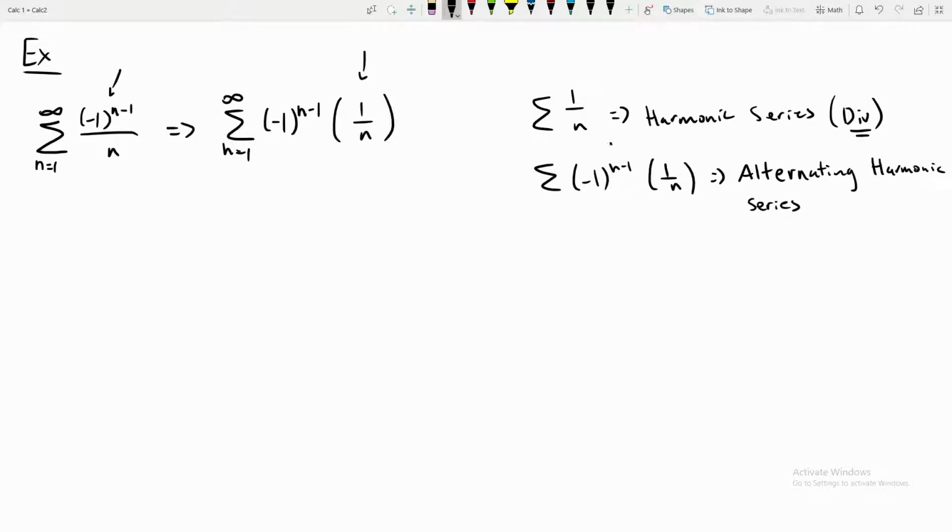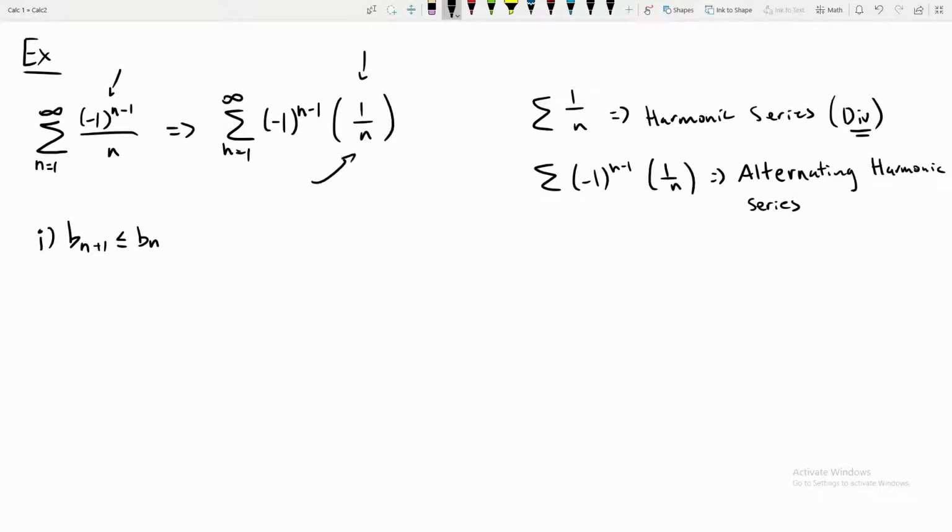And again, this could be an n minus 1, this could be just an n, whatever value it is, but the main point is that it is alternating. That minus 1 tells us that the series is going to be alternating. So let's apply the alternating series test. Condition 1 is that the next term, b of n plus 1, should be less than or equal to b of n.